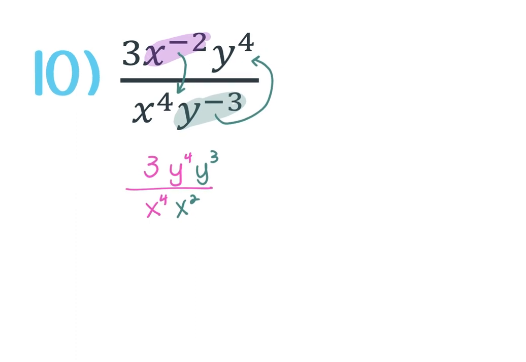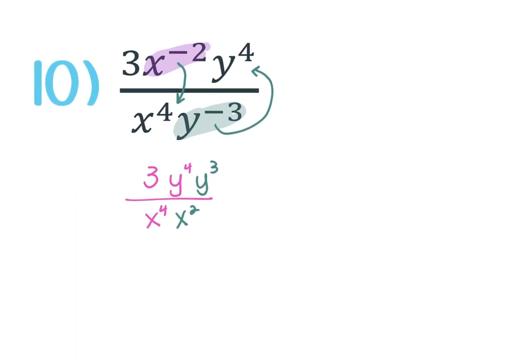So everything that had a negative exponent moved. Now I've got 3 in my numerator. Y to the fourth times y to the third. I add my exponents, so I'd get y to the seventh over y to the fourth, and x to the fourth and x to the second. I add the exponents, and I get x to the sixth.